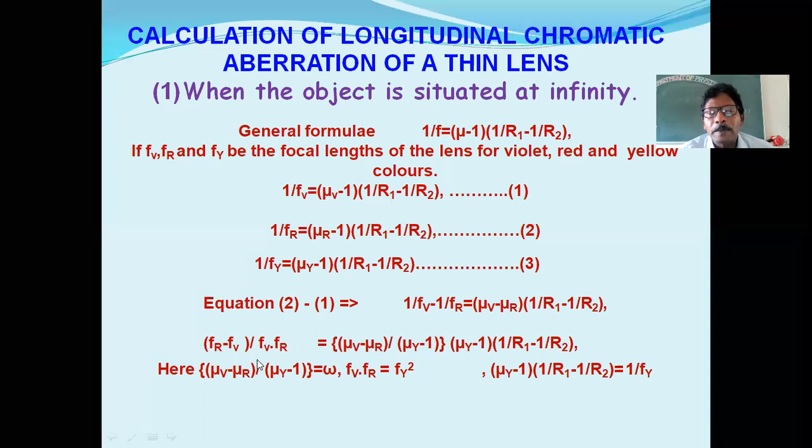So since fr minus fv is the measure of longitudinal chromatic aberration when the object is at infinity, the measure of longitudinal chromatic aberration is the product of omega and fy. So it is the product of omega, the dispersive power, and fy, the mean focal length of the lens. So the longitudinal chromatic aberration depends on the dispersive power and the mean focal length of the lens.